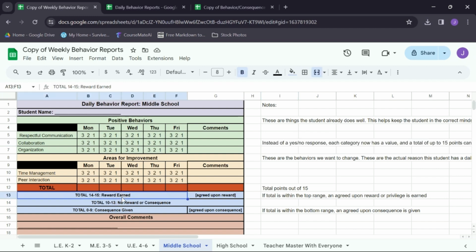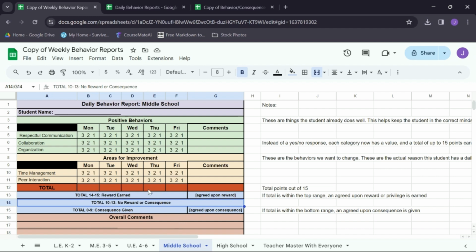on each day, you can do this daily, you can do it weekly, but you'd have to, of course, update the totals. But if on a day they earned a total of 14 to 15 points, a reward has triggered. So they get some kind of agreed upon reward. Similarly, on the other end, if their score is on the low end from 0 to 9, a consequence is triggered. So on the low end, they get a consequence. On the high end, they get a reward. If they just perform middle of the road, 10 to 13, no reward, no consequence. You did your job that day.